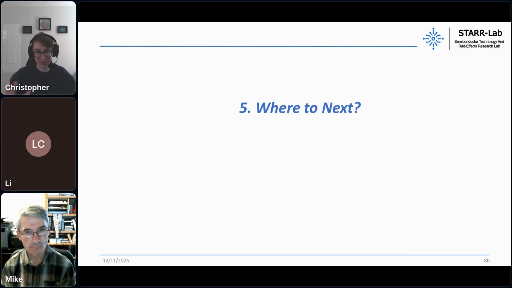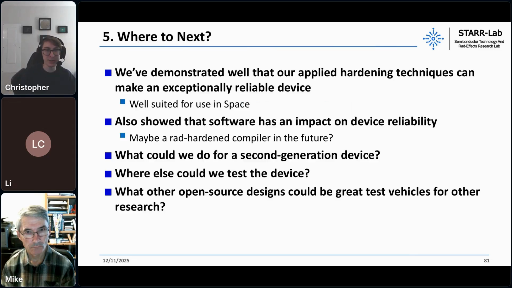Okay, there's a lot of data and a lot of interesting things that we were looking at here, but I think I'll just wrap things up quickly, and then we'll move on to the Q&A. So, where to next? As a big summary, we showed that the hardening technique that we developed quite some time ago and then applied to the device is really effective. It makes an exceptionally reliable device. It worked way beyond our imaginations, and it's really a chip that's well suited for space.